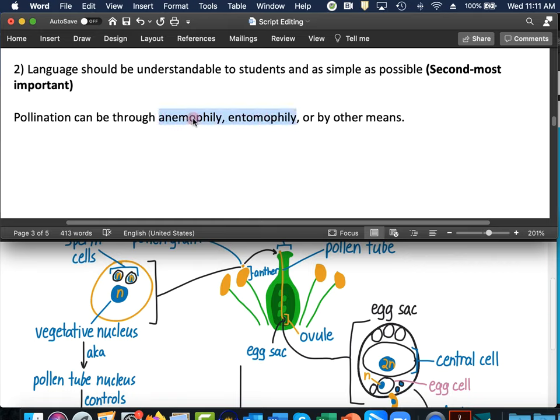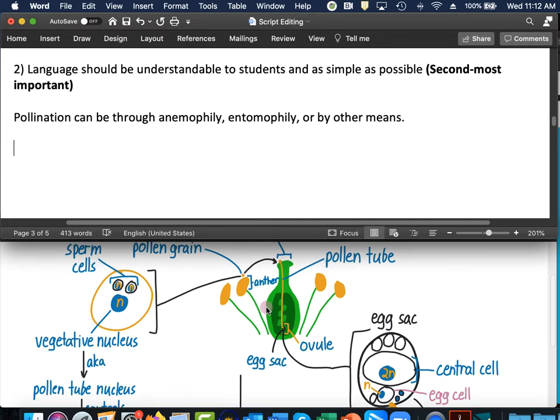These just mean anemophily means pollinated by wind, and entomophily, the prefix entomo, like entomology, means pollinated by insects. So I can say this in a much simpler way that my students are more likely to understand. Pollination can be through wind or insects, or let's just rewrite the sentence down there.